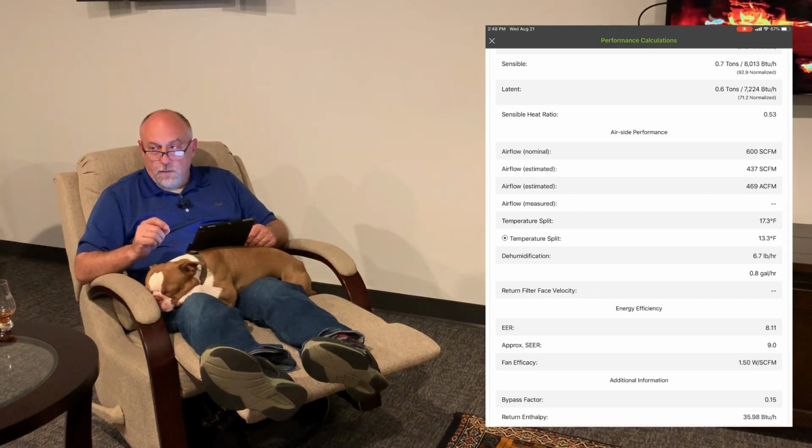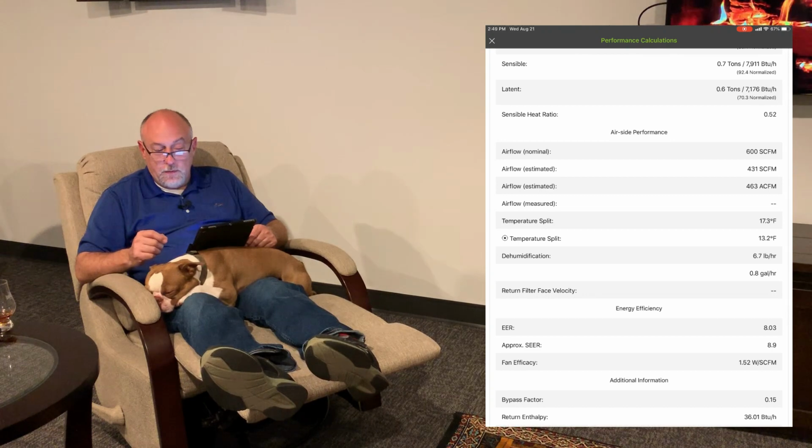The nominal airflow for this system is 600 standard CFM. The estimated airflow is 431, so obviously that's low. That's even low for 350 CFM per ton, which would be around 525 CFM we'd want to see. Our estimated airflow, standard airflow is 431, and our actual airflow is 463.